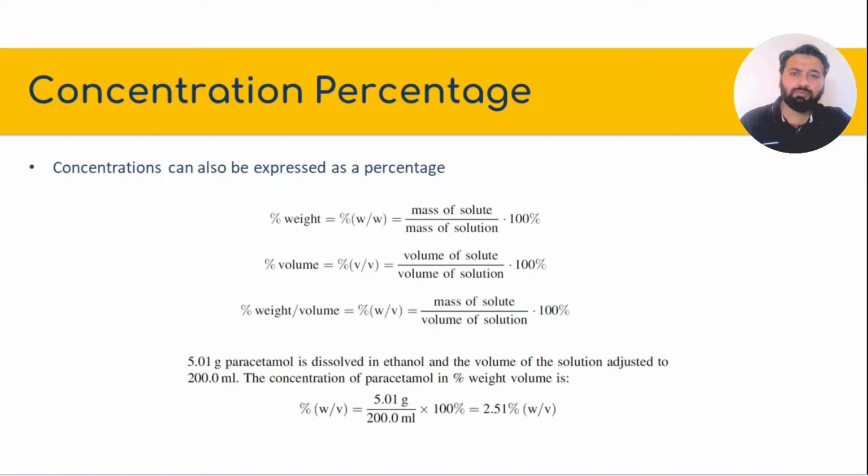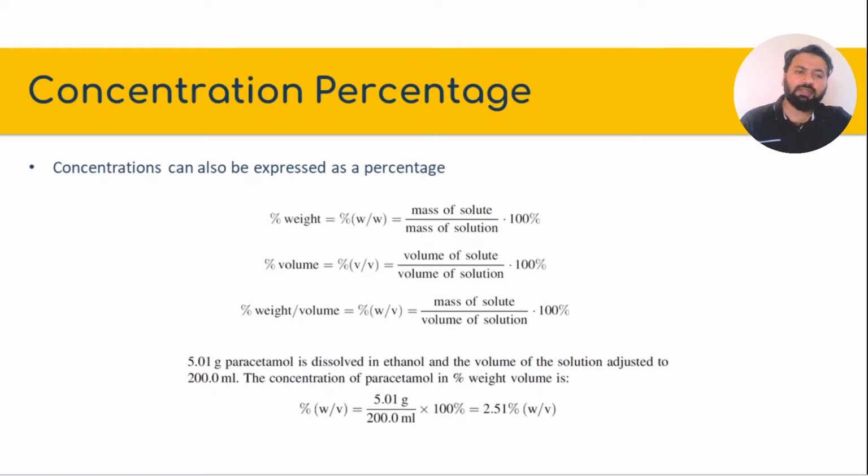As we are calculating percentage weight, so weight in weight, it is divided by the total weight, which is 162.81, and then multiplied by 100, that gives 3.08% weight by weight. That is, 3.08% of the 162 gram is the 5.01 gram of paracetamol, which is dissolved in 200 ml of ethanol. This is the concentration percentage.